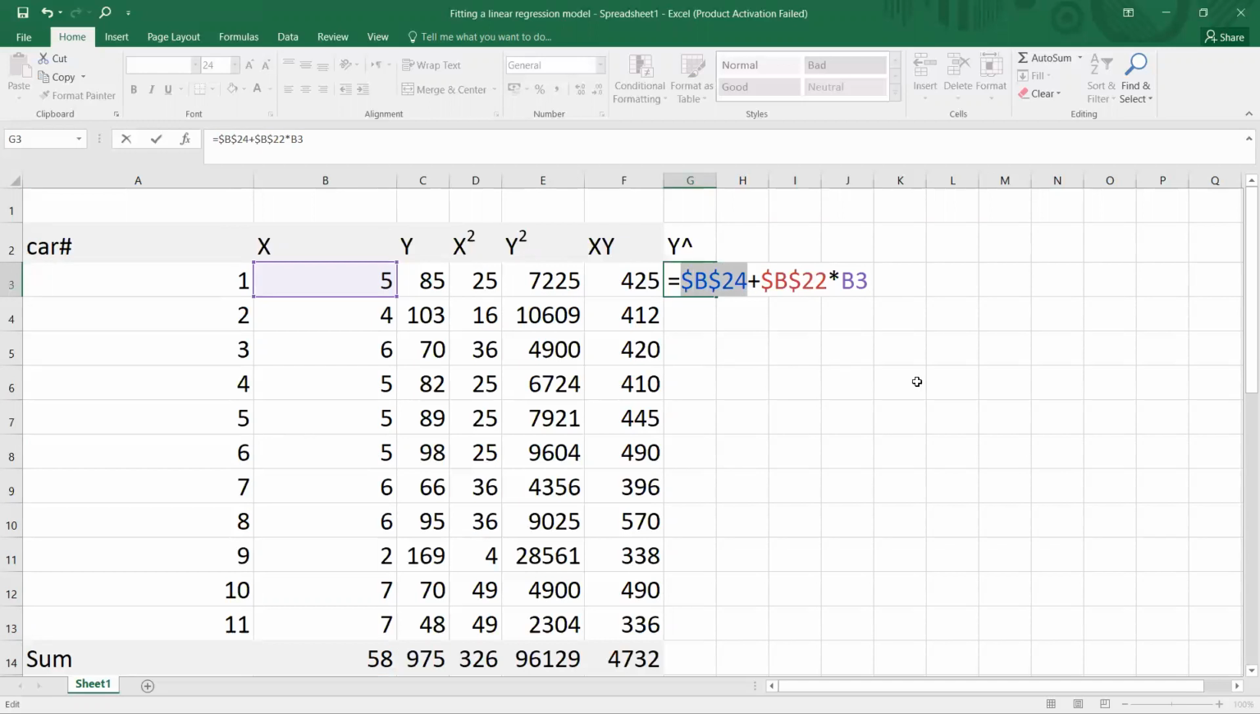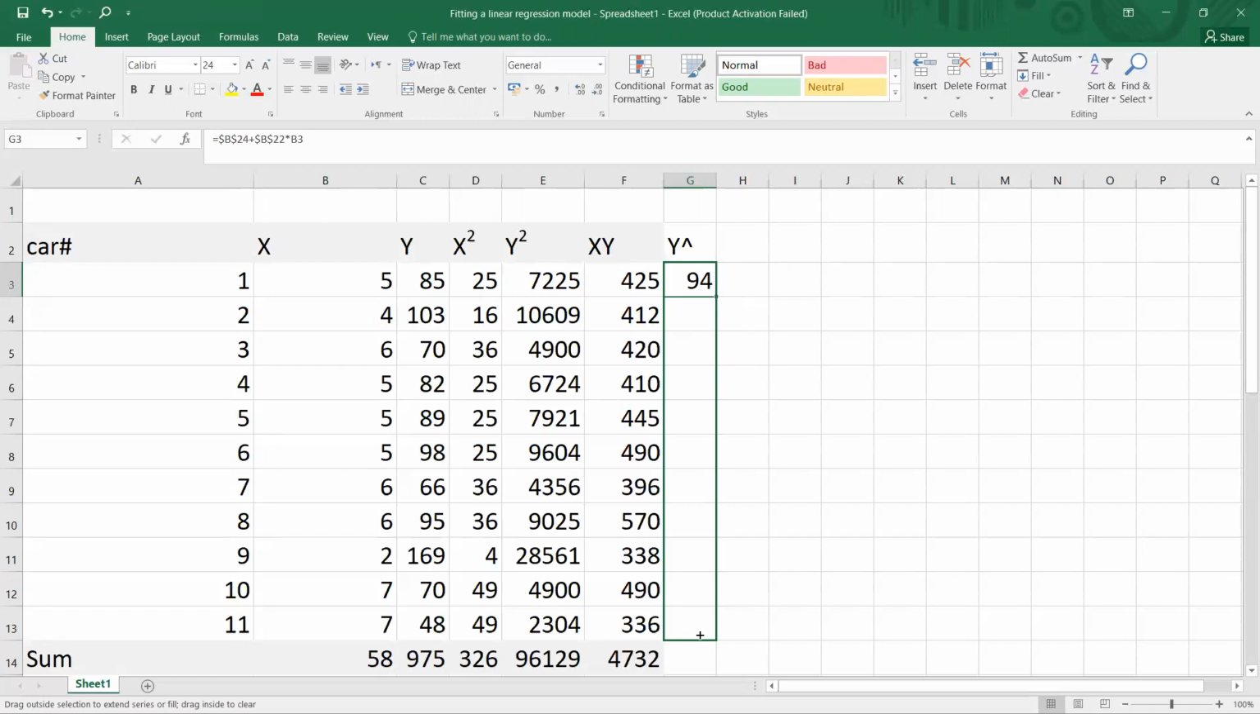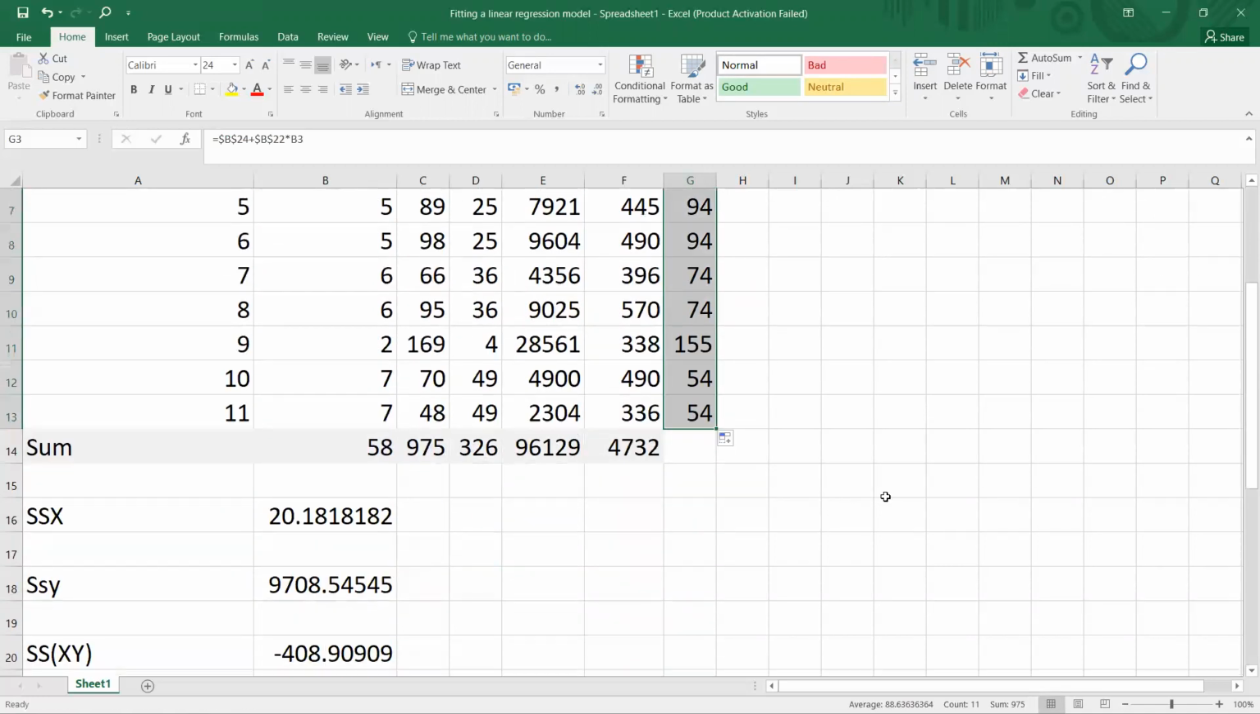Now this is the first price. The observed value is 85 and the estimated value is 94. In the same way, you have to compute all of the remaining values of y cap.